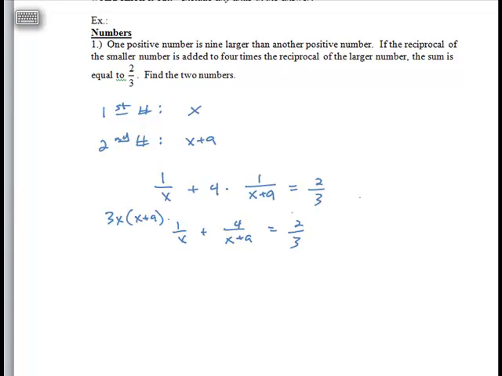So multiply the equation by it. The first term, the x's cancel out, leaving us 3 times x plus 9. Plus the second term, the x plus 9's cancel out, leaving us 3x times 4, 12x, is equal to the third term, the 3's cancel out, leaving us 2x times x plus 9. Simplify.